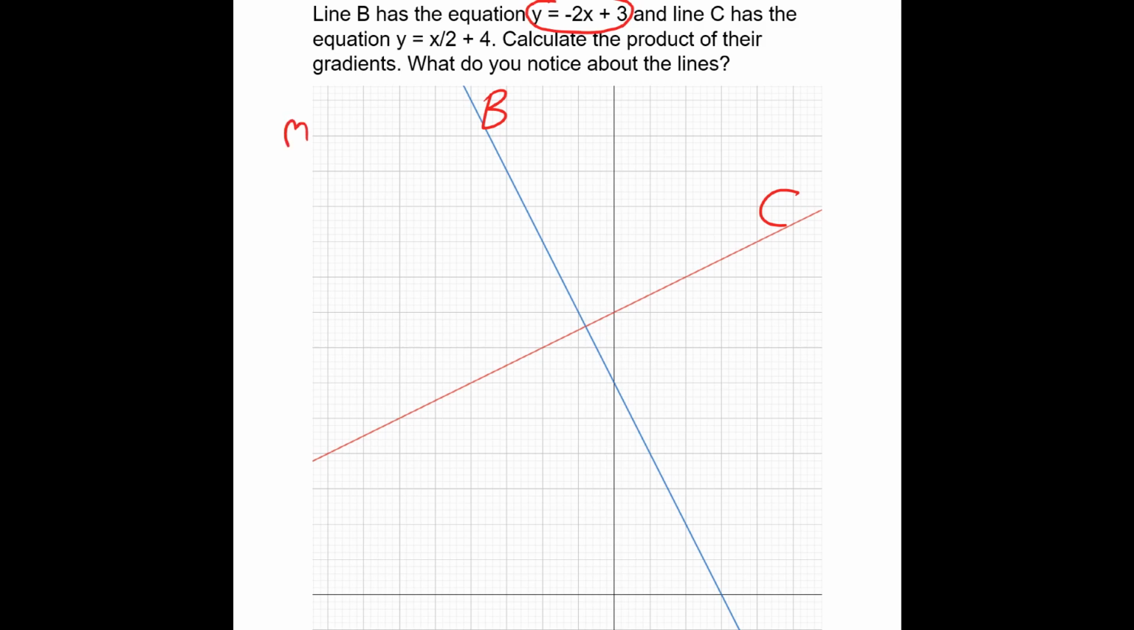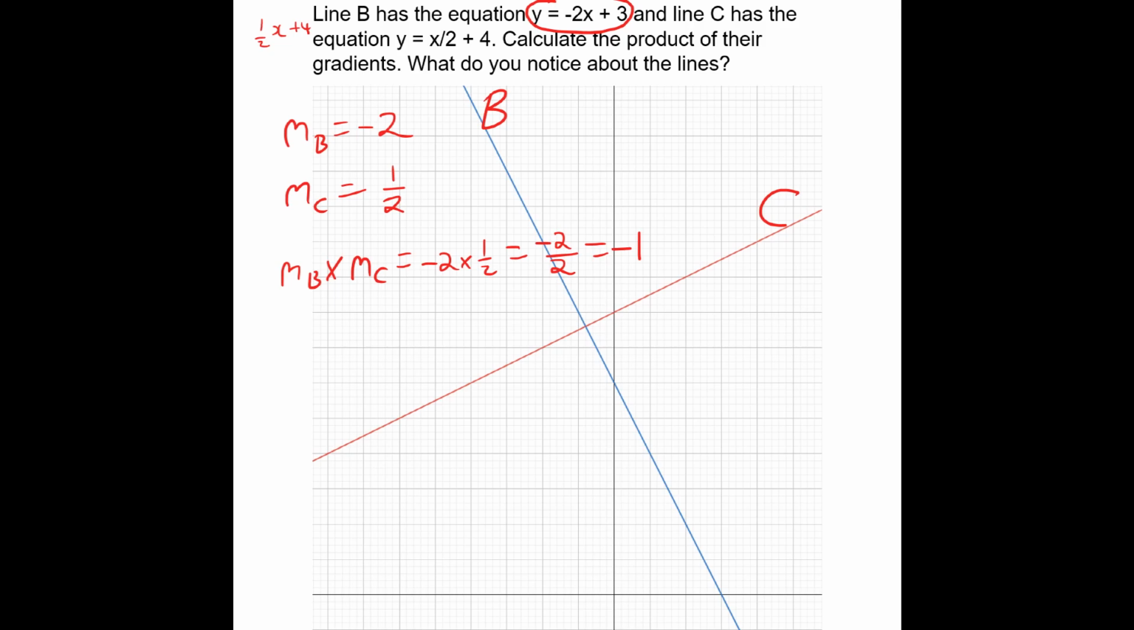Now, we know from the equations, so line B has the equation -2x + 3, so I can say the gradient of B is m, that's the coefficient of x, -2, and the gradient of C, because it's x over 2 plus 4, that's just a half x plus 4, so the gradient of C is a half. Now, if I take their gradients and multiply them together, so mB times mC, I get -2 times 1/2, which is just -2 over 2, which is -1.